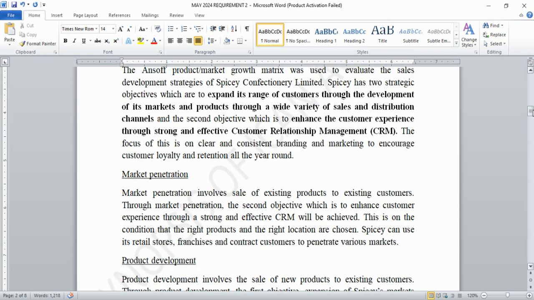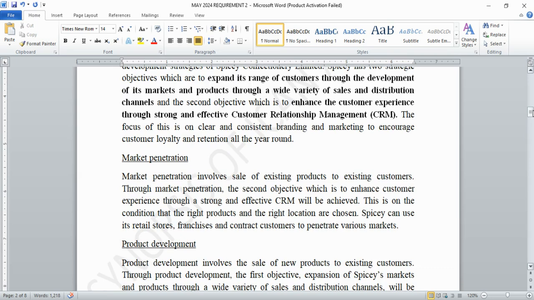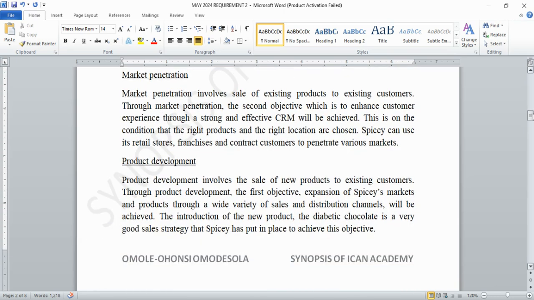They use this passage to ask: how does our sales strategy help us to achieve our objective? Because we are doing strategy, all we're trying to achieve is the objectives we have set, our strategic, long-term objectives. So the first item here is market penetration. Market penetration involves the sale of existing products to existing customers or markets. You understand? So through market penetration, they'll be able to achieve the second objective, which is enhancing customer experience through a strong CRM. This is on the condition that they actually have the right product and the right location.